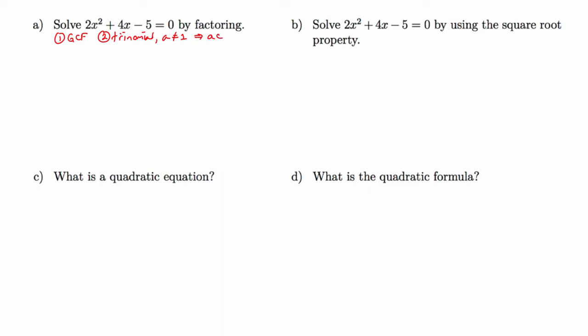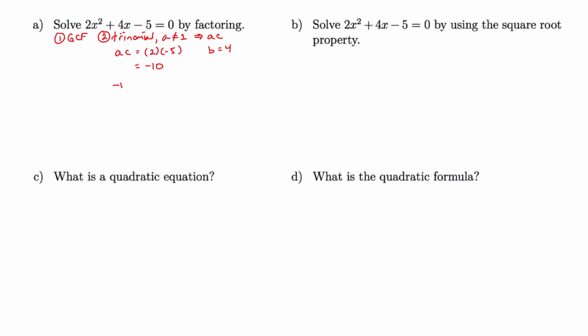The AC method begins by first figuring out what your AC value is. So our A value here is 2, our C value is negative 5, and so we figure out that AC is equal to negative 10. And the question becomes, what multiplies to make AC and adds to make B? In this particular case, our B value is 4. So we need to figure out what multiplies to make negative 10 and adds to make 4.